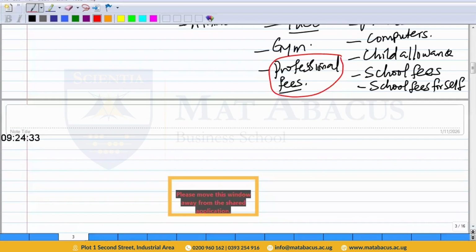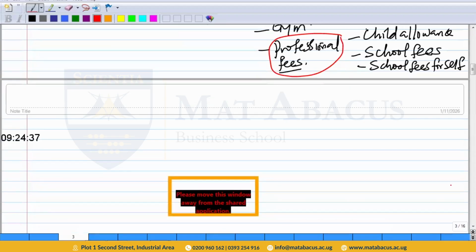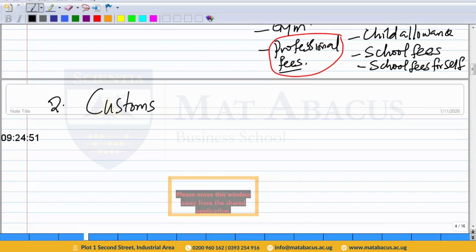The other one we will look at, which is also part of the exam, that is a part of the topics that are examined, is customs management. Customs management.